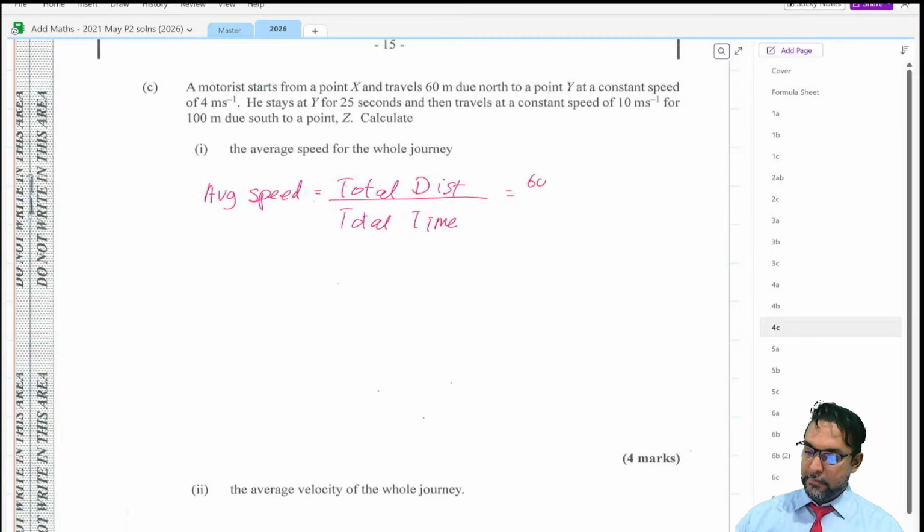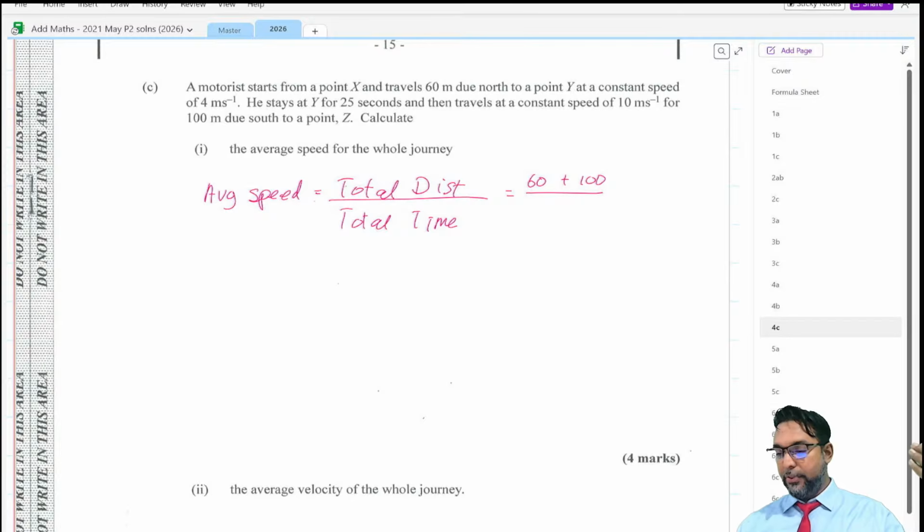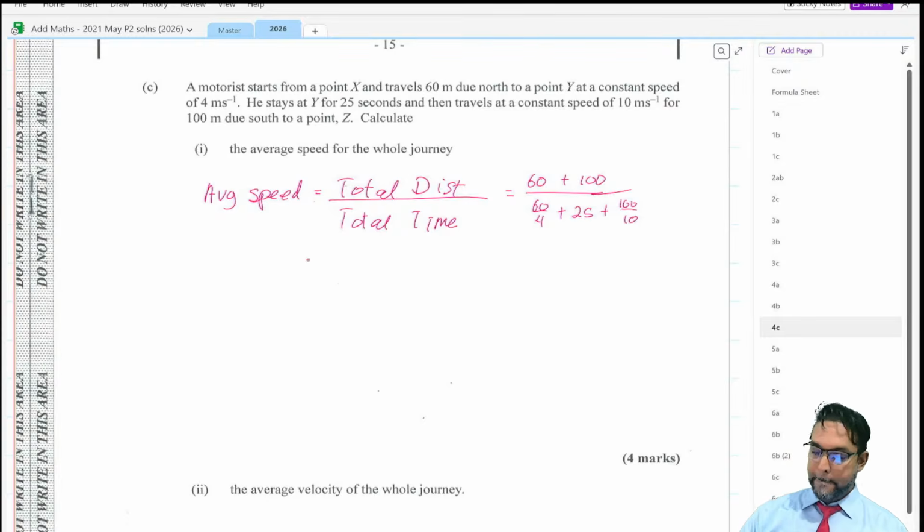Why is this 4 marks? That's what I'm saying. No, because you have to find the time for both of them. They travel north and then they travel south. So speed is distance over time, and time is distance over speed. So distance for the first part is 60 over 4. Then you add the 25 and then you add the 100 over 10 for the last part. Okay, I wouldn't have ever done that, but 60 plus 100 is 160.